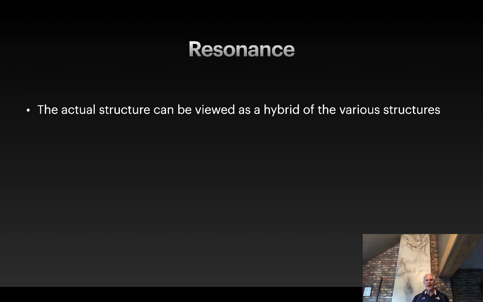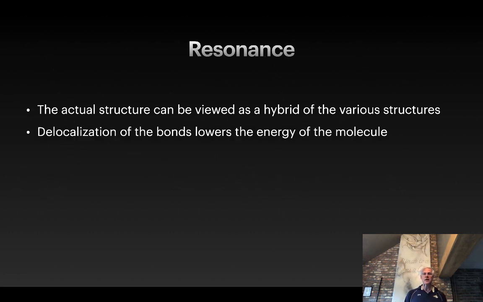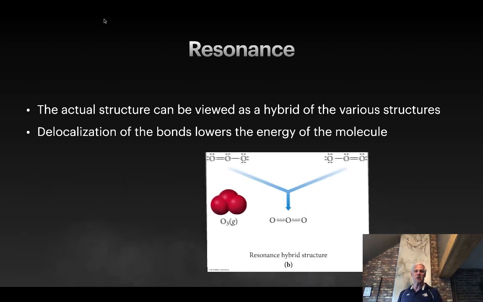So when we're looking at an actual structure, there's lots of ways to look at it. We can look at it as a compilation of all of the different resonance structures, which sometimes you'll see, or we can look at it in terms of a hybrid of all of the various structures. And anytime you have delocalization of the bonds, it lowers the energy of the molecule. And so that's why a combination of all three of the structures is energetically more preferred than just 3 or 4, however many different individual structures you have.